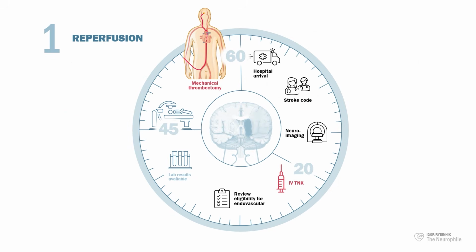Perform brain and vascular imaging. Then consider reperfusion therapies such as intravenous tenecteplase and mechanical thrombectomy. If the deficits rapidly resolve, it's still important to look for significant large vessel stenosis. That's the most common cause of transient ischemia.